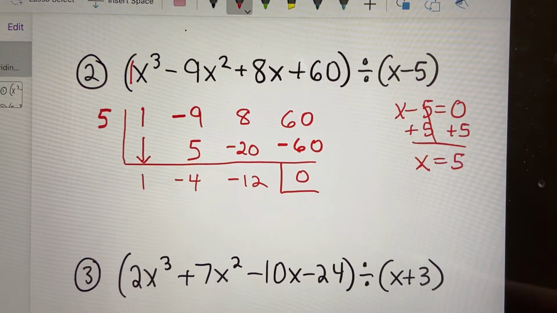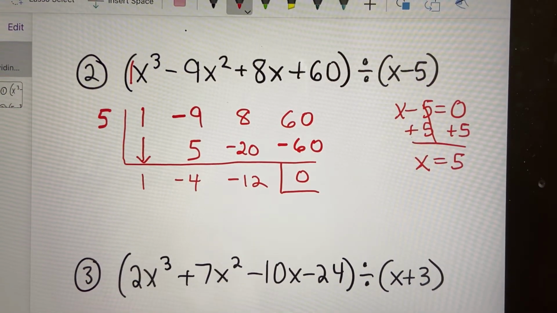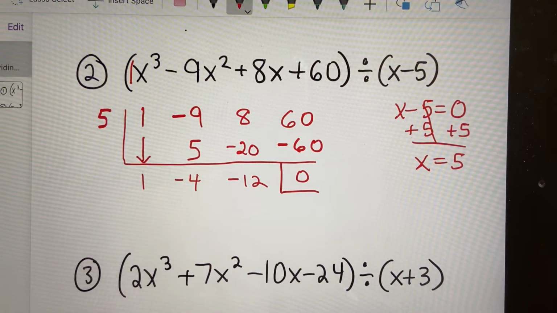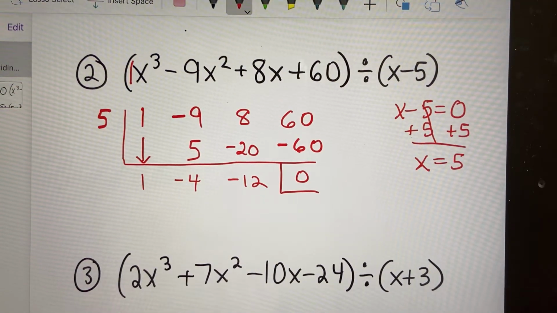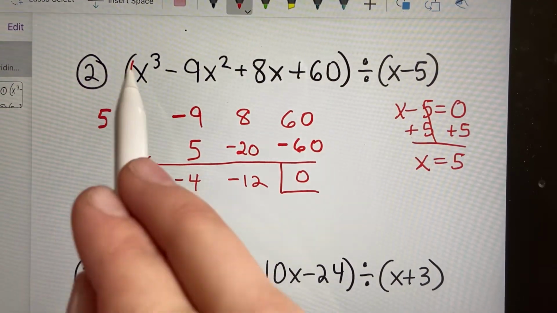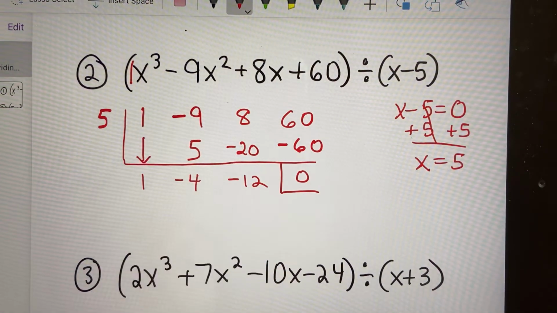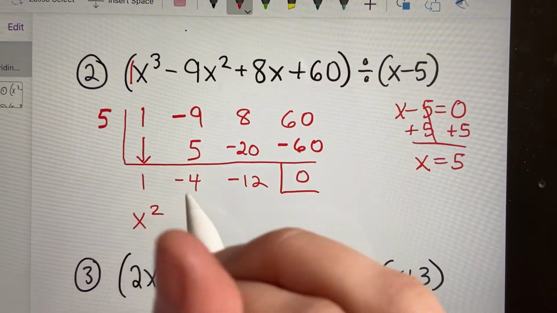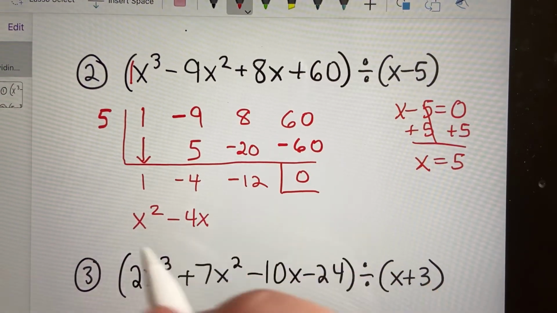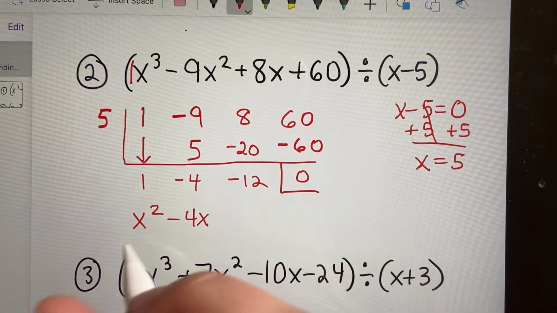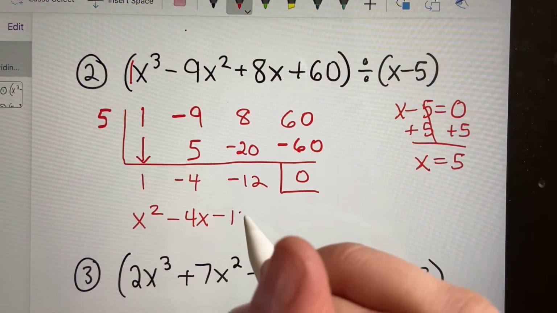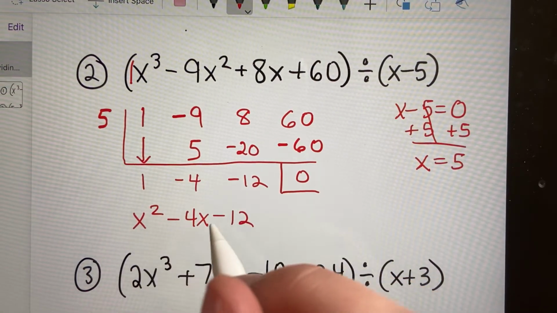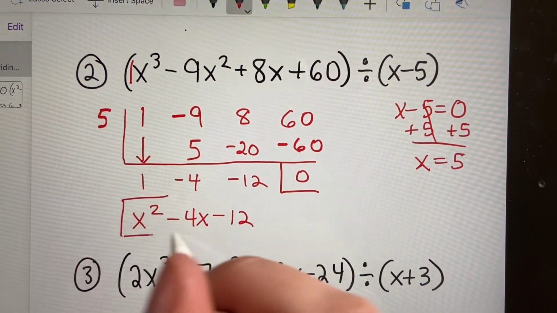And then to write my answer, because I have a 1, that would just be a 1x squared. So x squared, it's always 1 less than what we started with. Since I started with x to the third, that means I'd put x squared, and then this would be minus 4x. Remember, we're writing this in standard form in descending order, and then minus 12. x squared minus 4x minus 12, that is the answer.